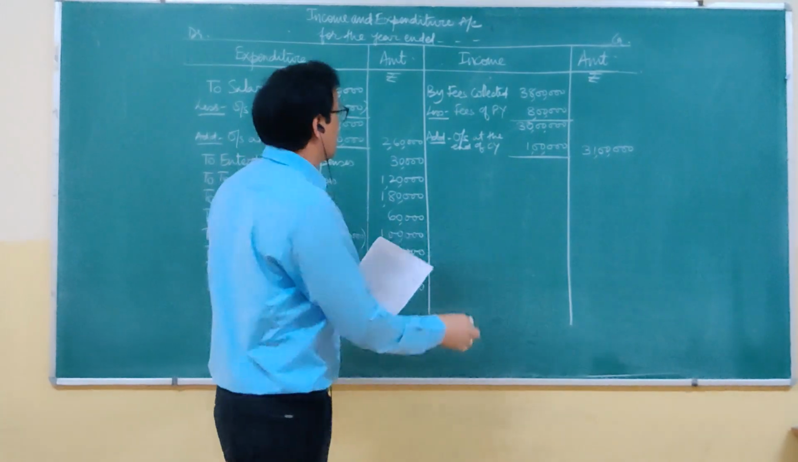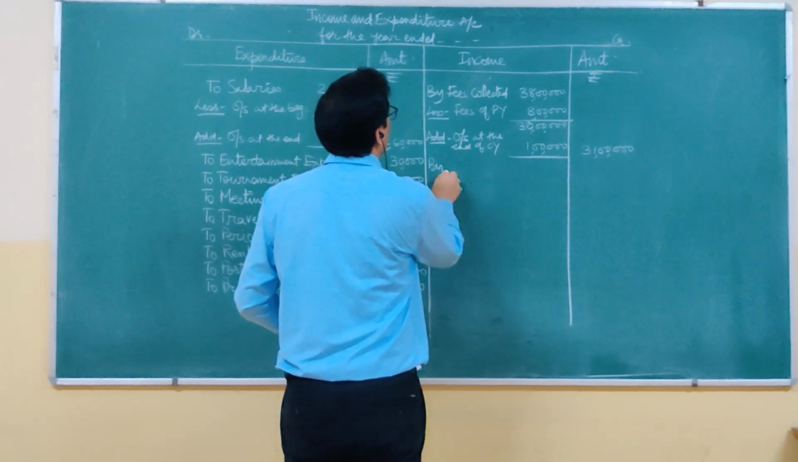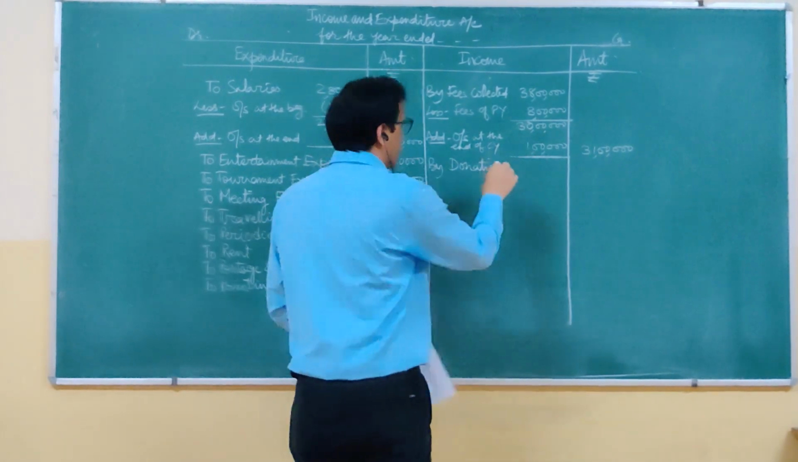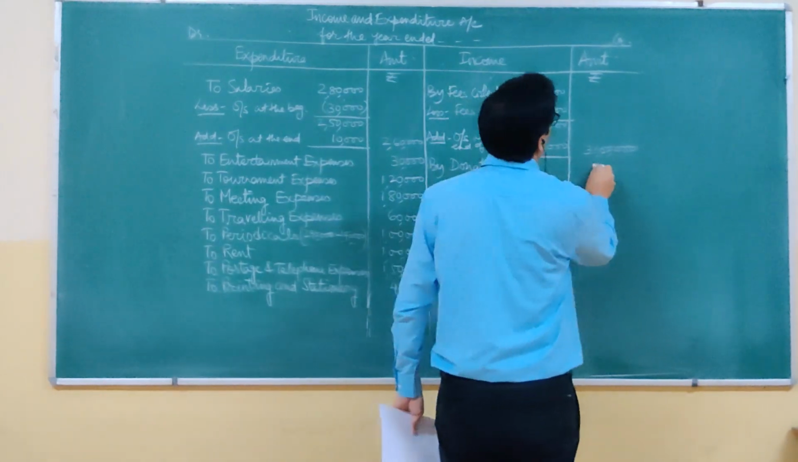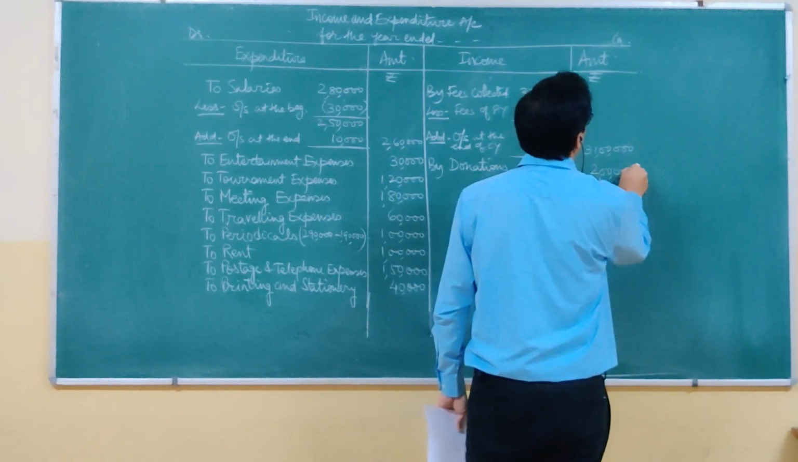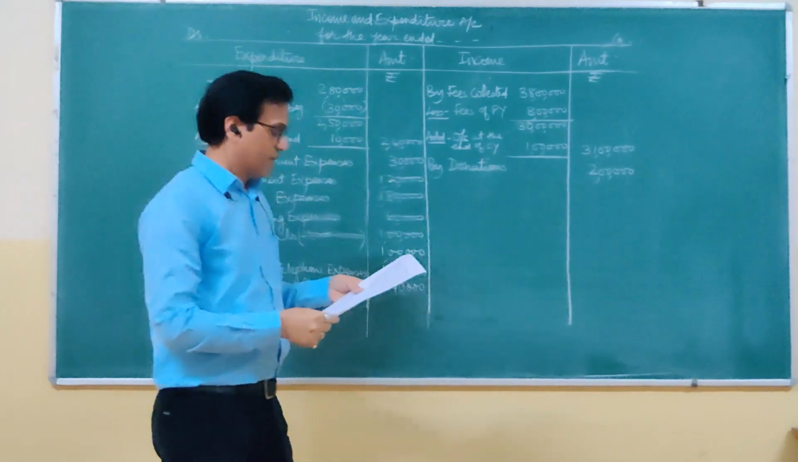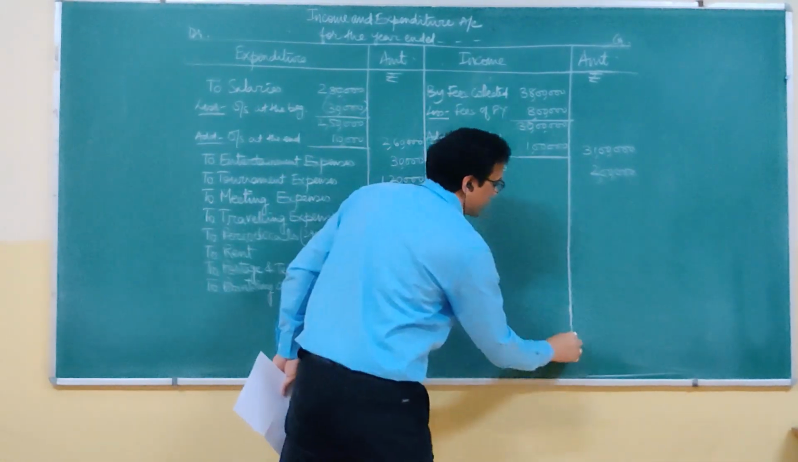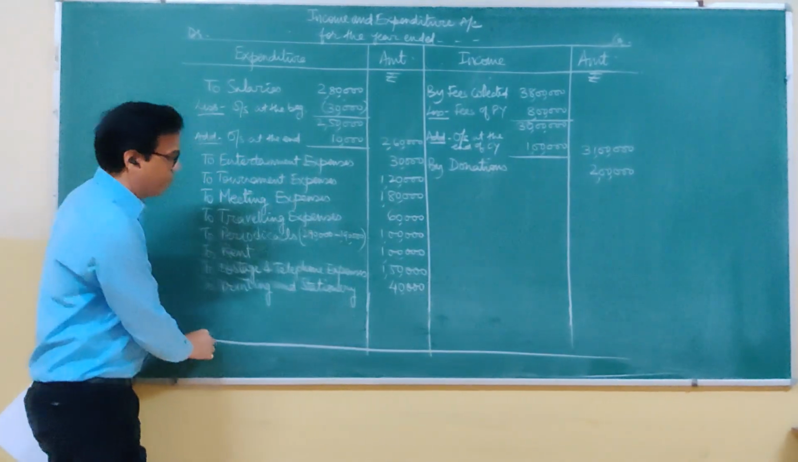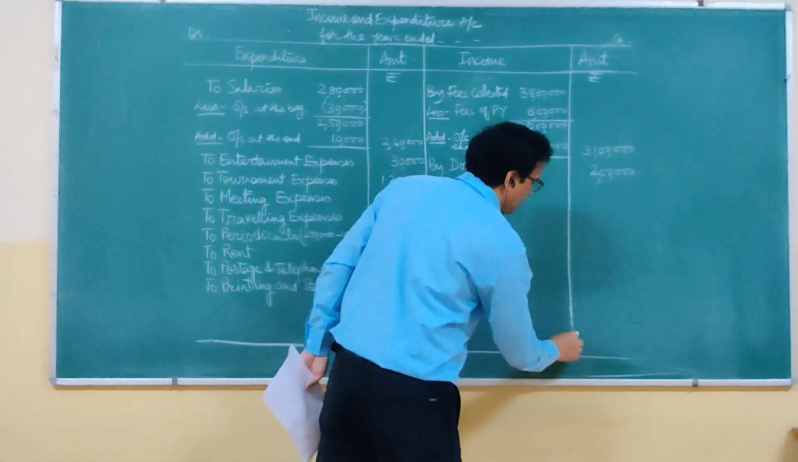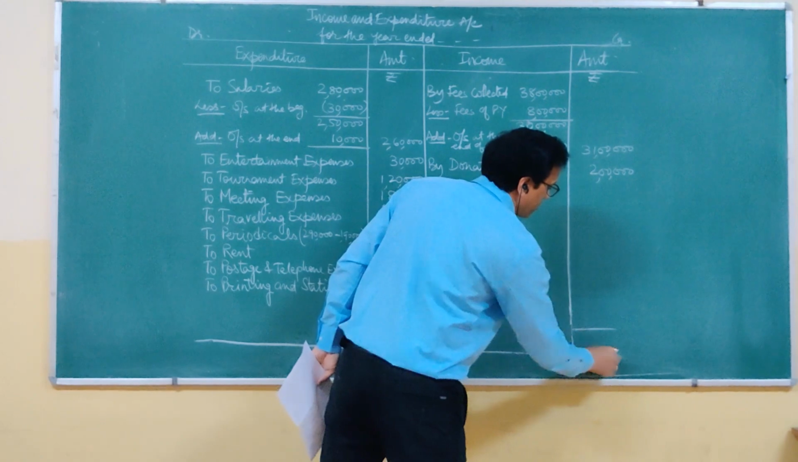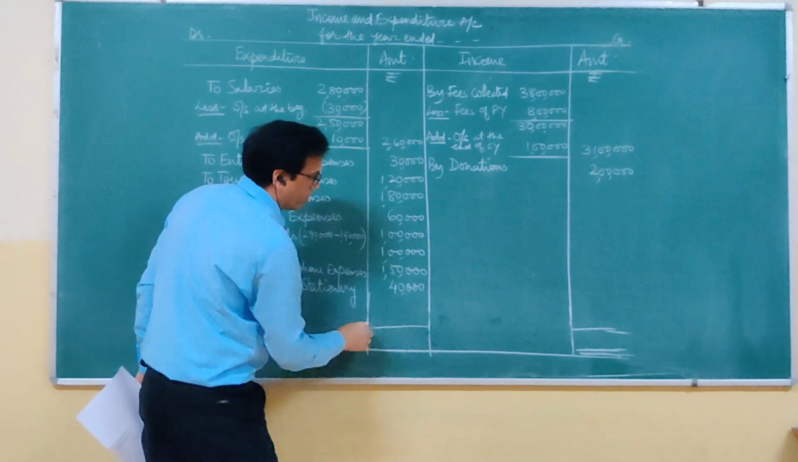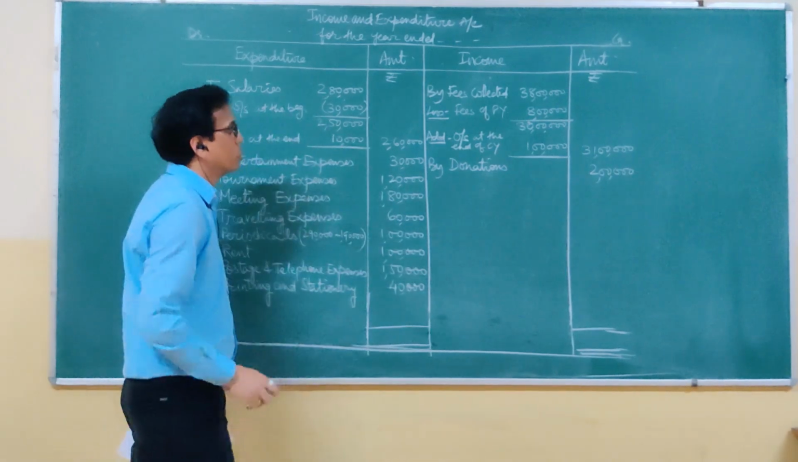Then next item is donation receipt. Receipt. So By donations, our income. And this is 2 lakh rupees. So this way, all the items we have taken. Now we will check the total of both the sides. If debit side is more, then it will be deficit. If credit side is more, then it will be surplus. So let us see which side is showing larger total.